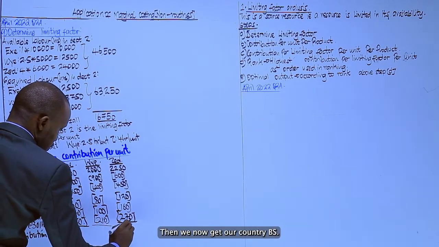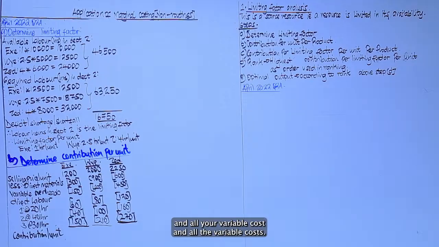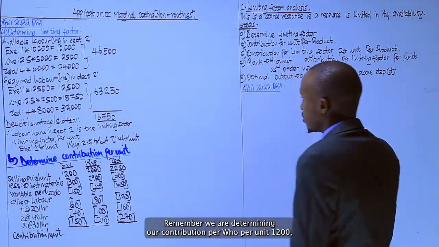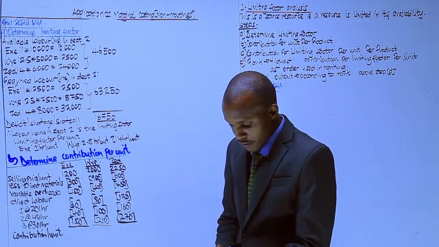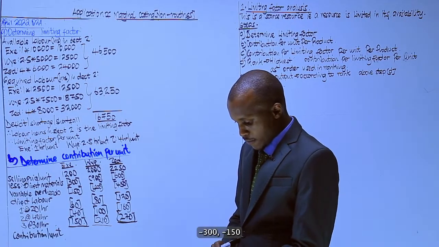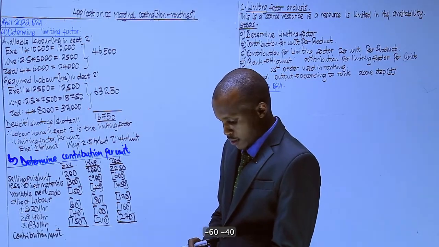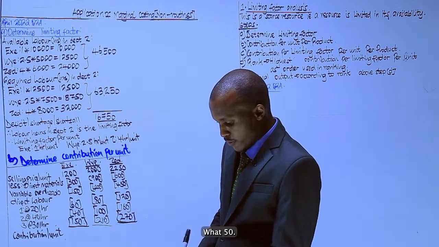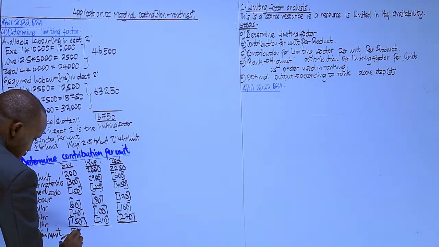Then we now get our contribution. The difference between what? Selling price and all your variable costs. Okay, so let's calculate it now. Remember, we are determining our contribution per unit. 1200 minus 300 minus 150 minus 60 minus 40 minus 100 and 50. The contribution per unit of X will be 500.